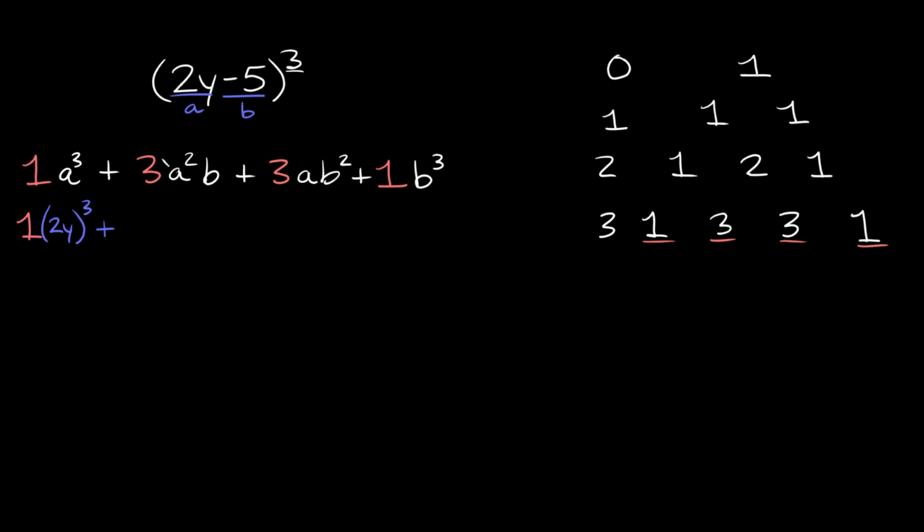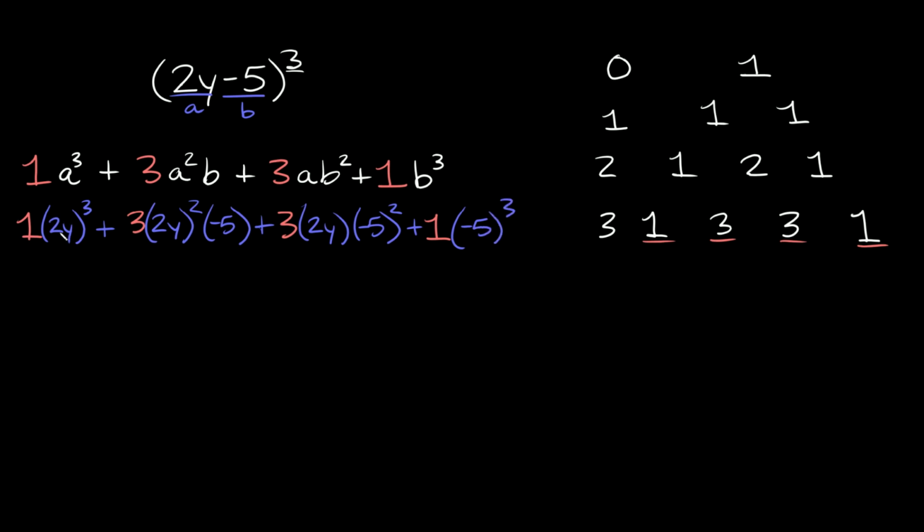And then we're going to add that to this next one, which is 3 times a squared. Again, a is 2y, so we're going to have (2y) squared. b is negative 5, so times negative 5. And then plus this next one, which is 3 times a, which is 2y, and b squared. So we're going to have negative 5 squared. And then plus this last one, 1 times b cubed, and b cubed would be negative 5 cubed.